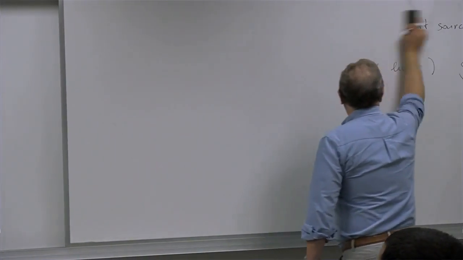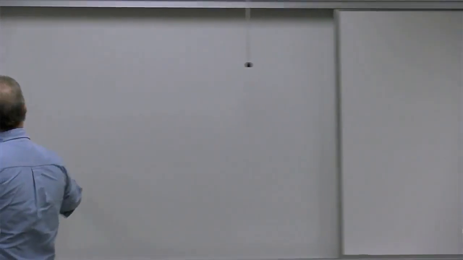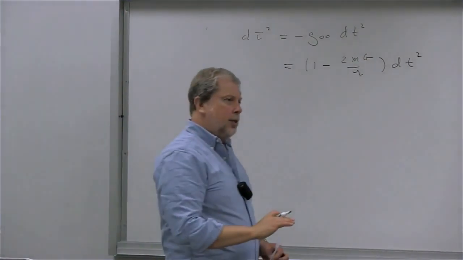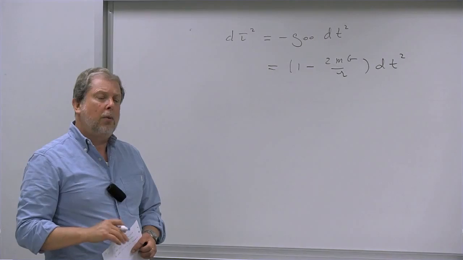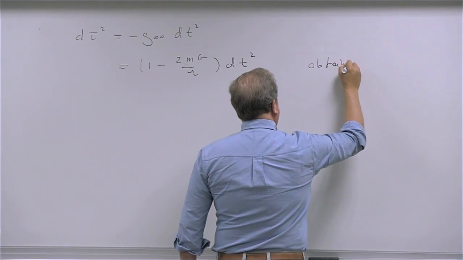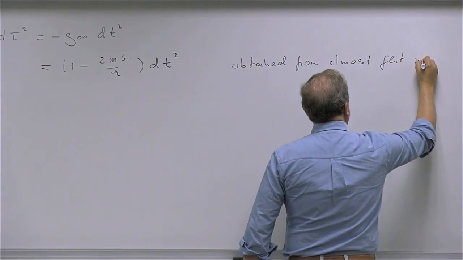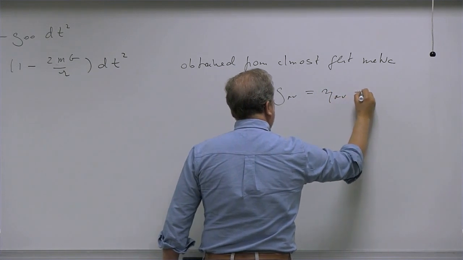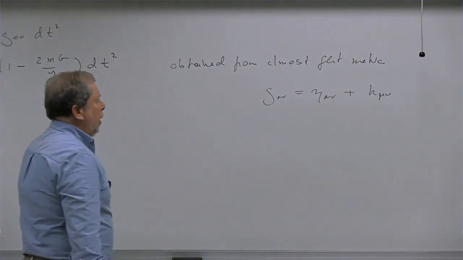And so this was obtained by looking at the correspondence between the relativistic equation, the equation of free fall, and Newton's equation in the limit where space-time was almost flat. So this was obtained from an almost flat metric, which meant that g mu nu was written as eta mu nu plus a small part. In fact, the small part was written as h mu nu.